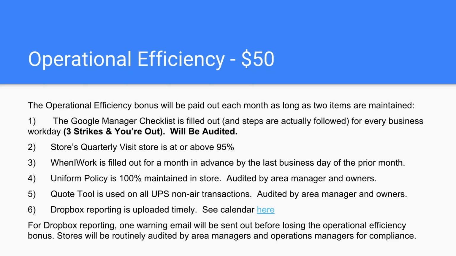If associates plus manager checklist being missed is 3 or greater, you're not getting this operational efficiency bonus. So fill them out and actually do them. Your quarterly visit with Jim Hahn has to be at or above 95%, or you're going to lose this for the entire quarter. Your When I Work, aka your schedule, needs to be filled out for a month in advance by the last business day of the prior month. So on January 31st, you should have all of February scheduled, and you should have the budget less than your goal.